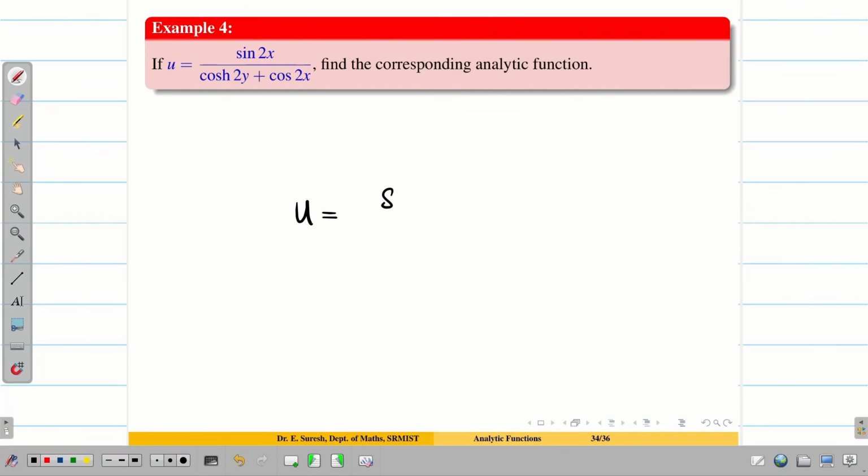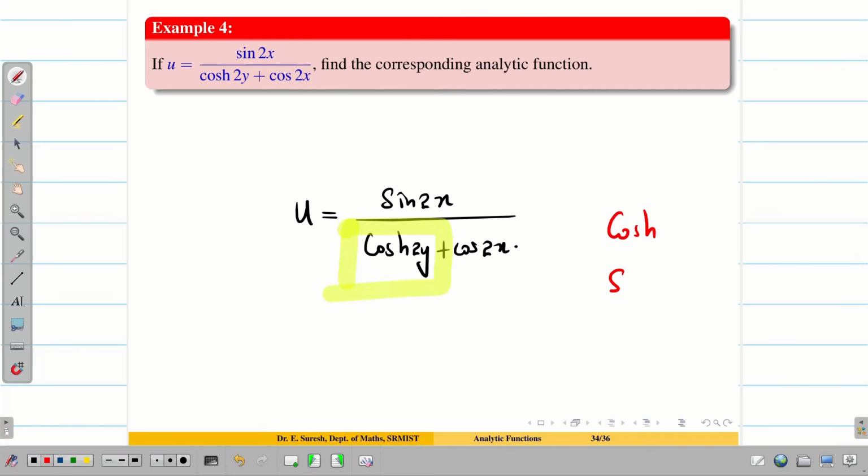u is equal to sin 2x. In the denominator, we have cosh 2y plus cos 2x. We know that cos, sin, tan, secant, cosecant, etc. are all trigonometric functions. Let us explore some basics of where this cosh, sinh originates.